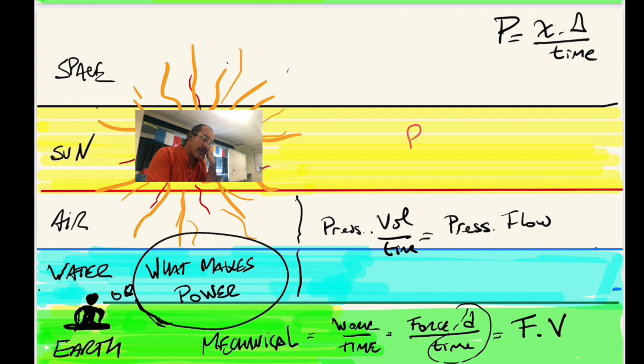We saw solar power. Solar power is directly energy coming from the sun.